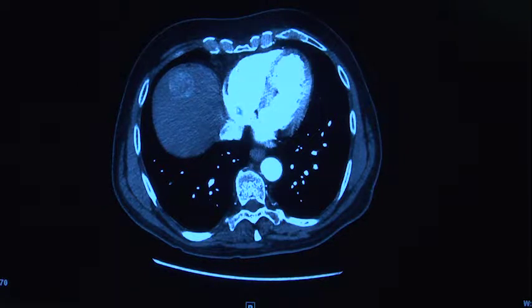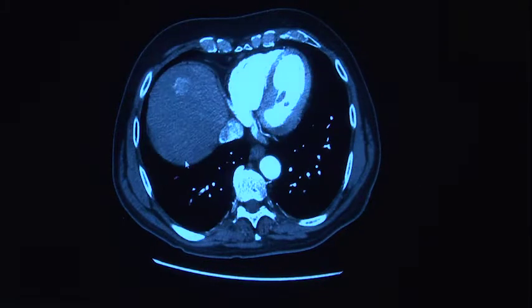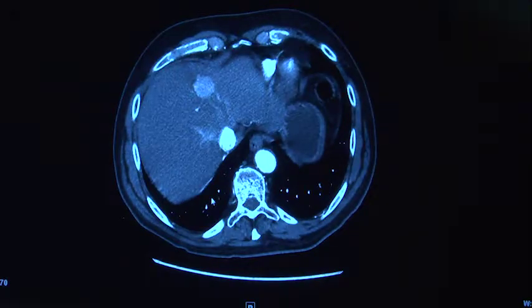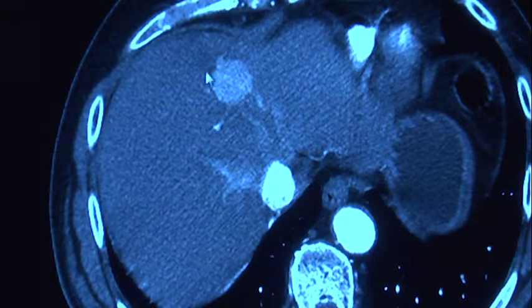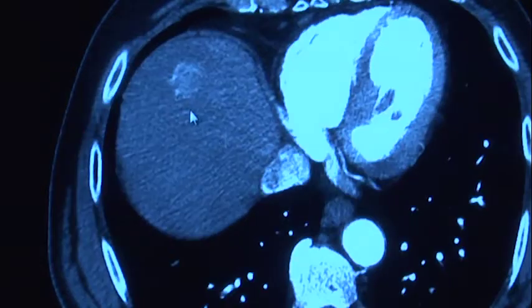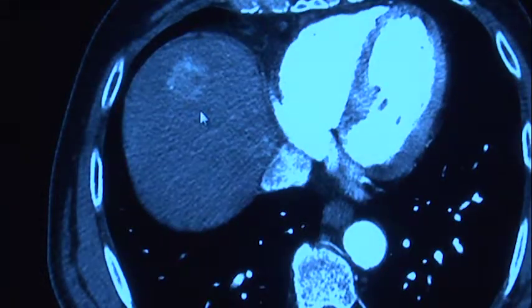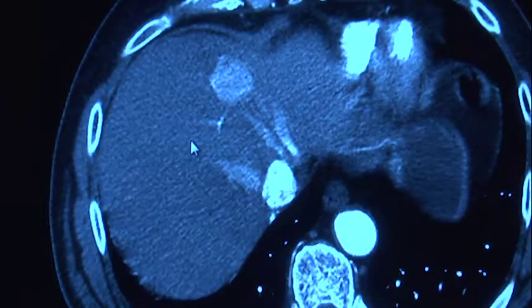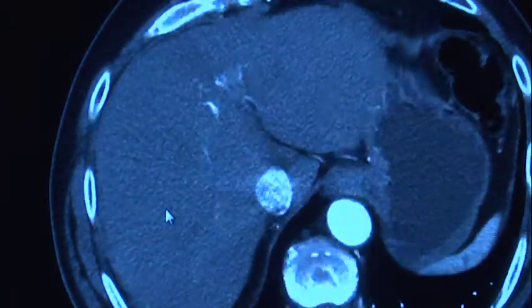For orientation, this is the heart, this is the very top of the liver, and this is more of the liver. And in the liver there are two primary abnormalities. So this white region right here and this one here are actually liver cancers, or hepatocellular carcinoma, within the liver.